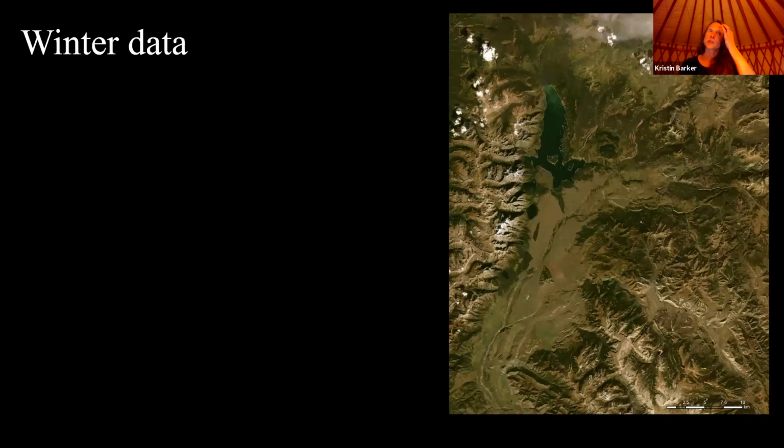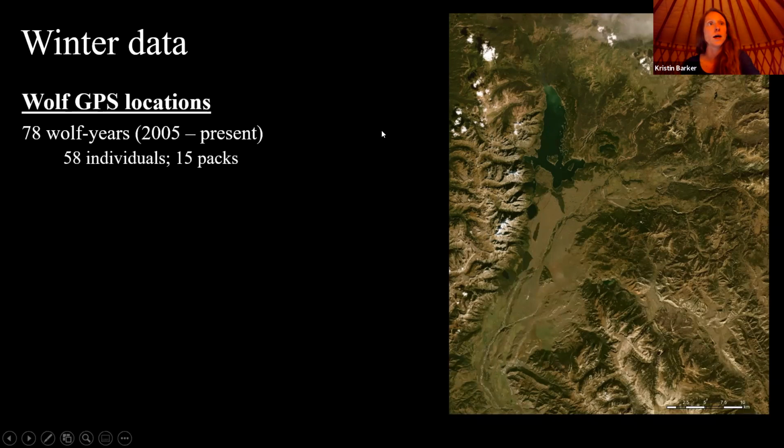So this is a bird's eye view of Jackson. Again, these are the Tetons here, and this whole basin is referred to as Jackson Hole. The data that we can use to test these hypotheses are wolf GPS collar locations. I'm really lucky to work closely with researchers at Grand Teton National Park and Wyoming Game and Fish, and they have shared their collar location data with us dating back to 2005. So we have locations for 58 individual wolves in 15 packs across this landscape.